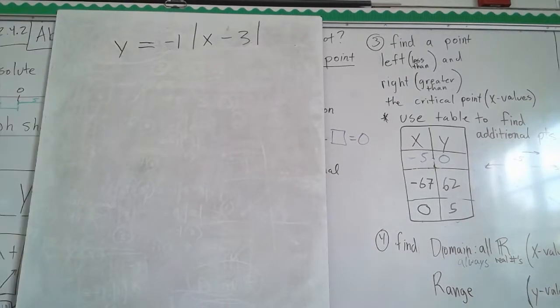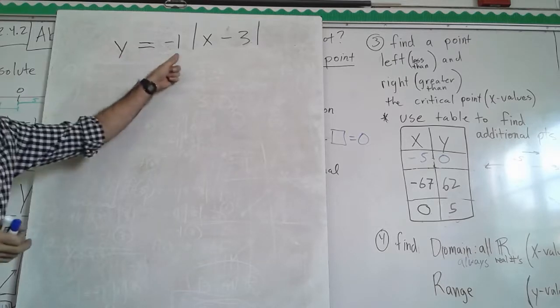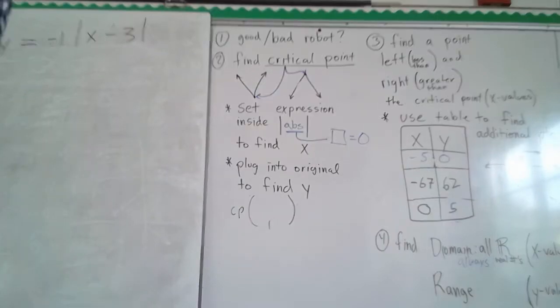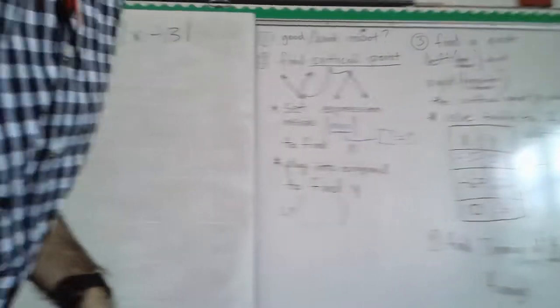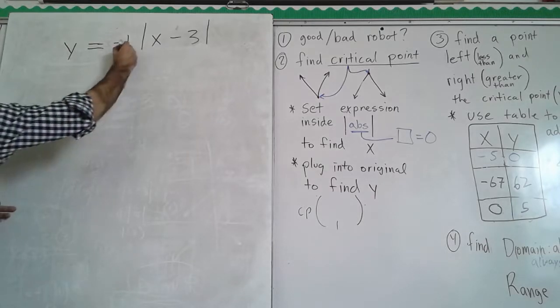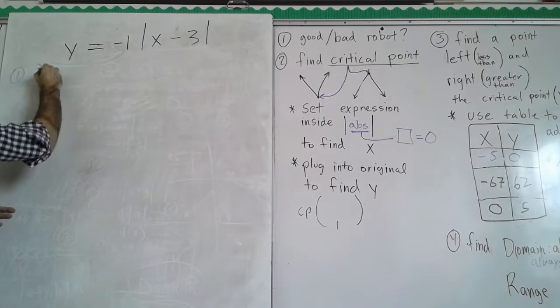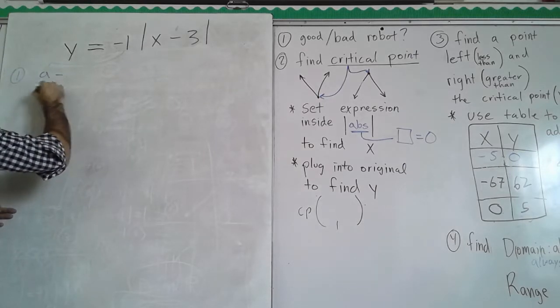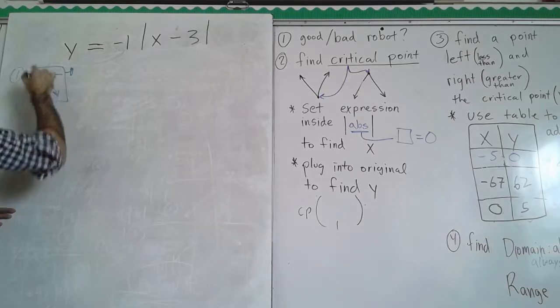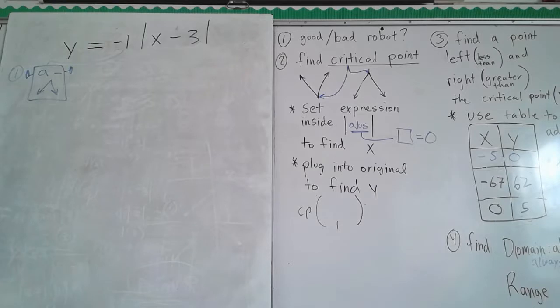All right, let's do this one because it's slightly different. What is the one thing that's different we could see right off the bat? All right? Okay, so we know that A is negative. So good robot or bad robot? A is negative. Bad robot. What does that tell us? Minimum or maximum? Maximum.